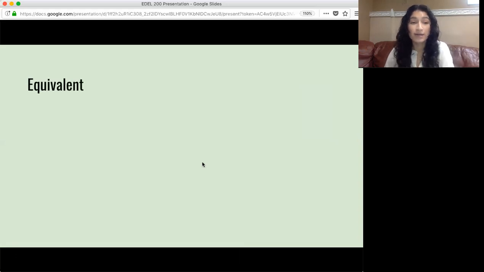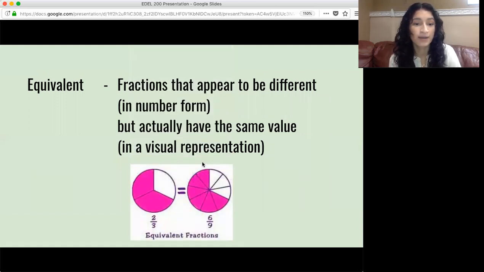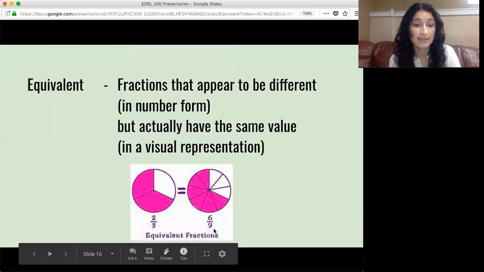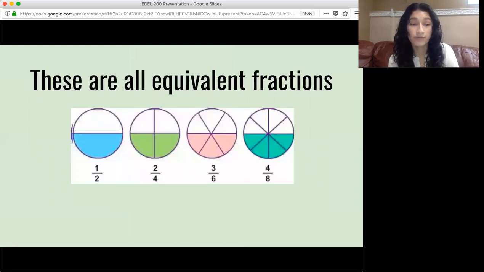So equivalent, does anybody know what equivalent means? Sounds like equal. Okay, so equivalent fractions are fractions that appear to be different in number form, but actually they have the same value in a visual representation. And I know that can seem a little complicated at first, but I'm going to explain it to you a little bit better. So here we see 2/3 and 6/9. As we can see that the same area is covered in pink, which shows that these two fractions are actually equivalent. And although they appear to be different in number form, with their visual representation, they're actually equal. So these are all equivalent fractions here.